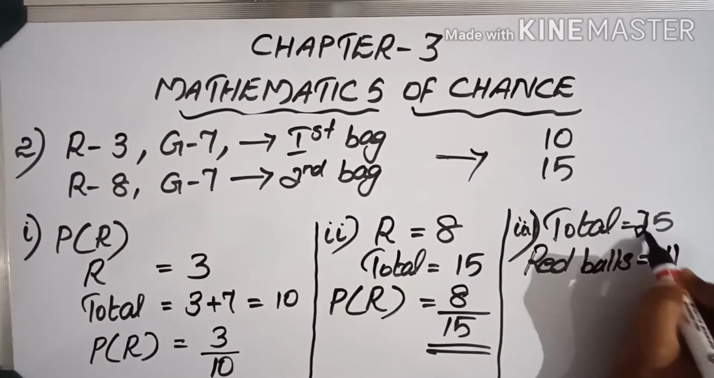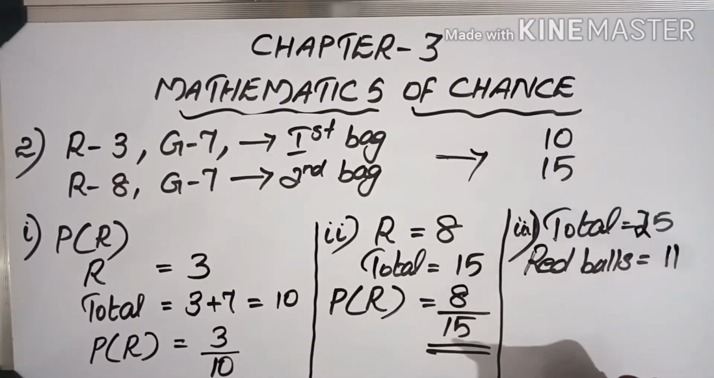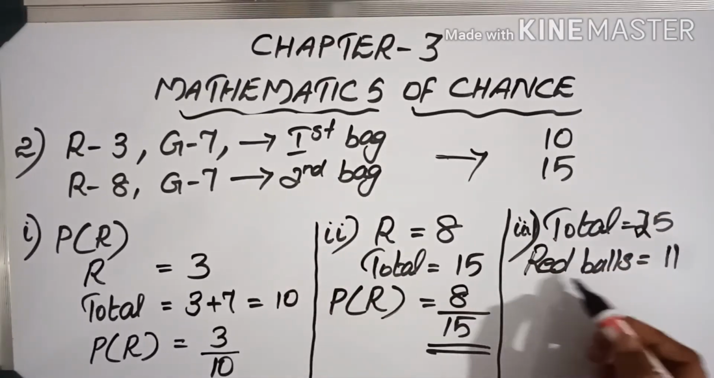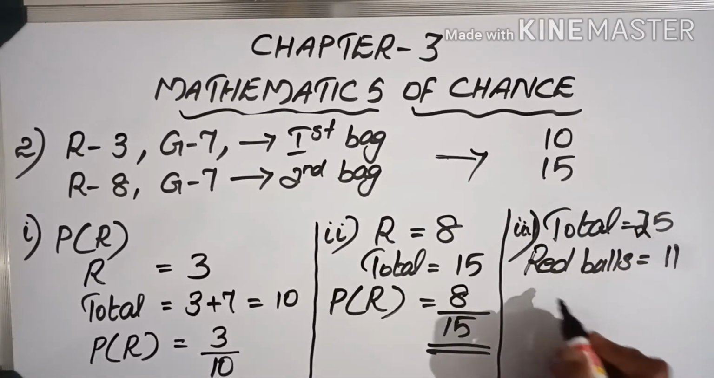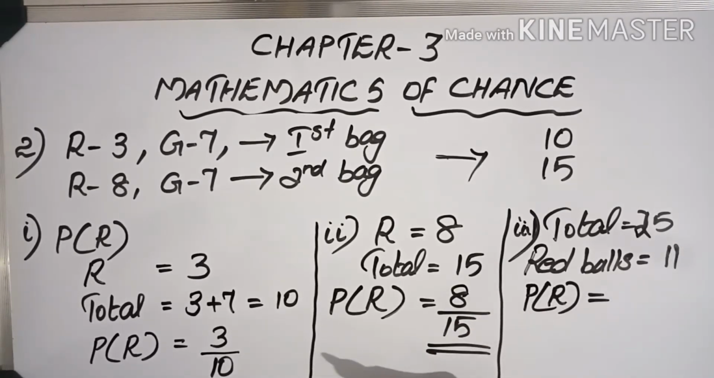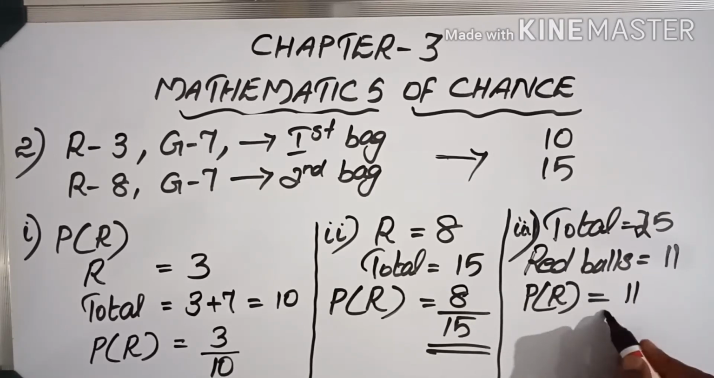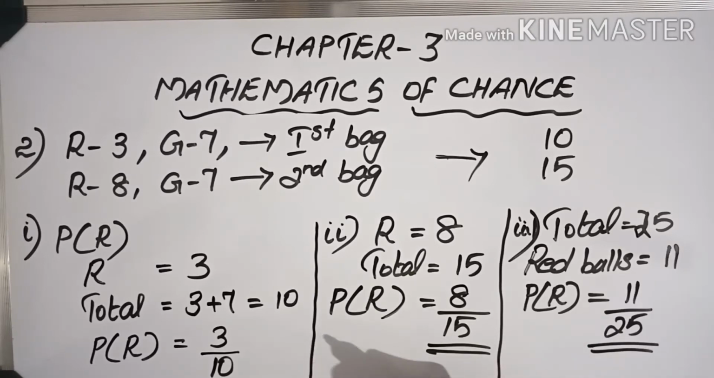Here the total is 25. Okay, 10 plus 15, 25. A total of 25 balls will be there in the common bag. Now red balls are 11. Probability of red will be equal to favorable cases divided by total. For the common bag, red balls are 11, so 11 by the total 25. So 11 by 25 is the probability of getting a red ball from that common bag if you are putting all in one.